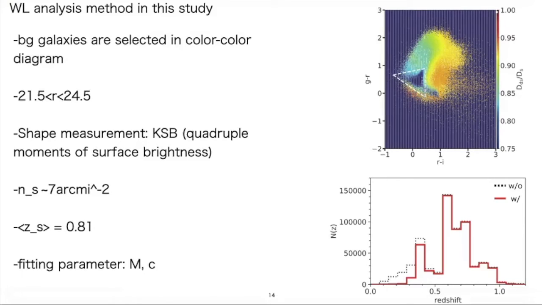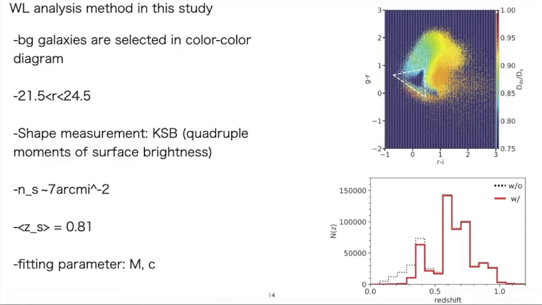In order to do that, we use a color diagram. This is the color diagram which was used in our studies. The colors indicate the distance between the lens and the source, and the distance to the source. So by using this value, we select the background galaxies, and in order to measure the correct galaxy shape, we only use the bright galaxies, and we use the KSB method.